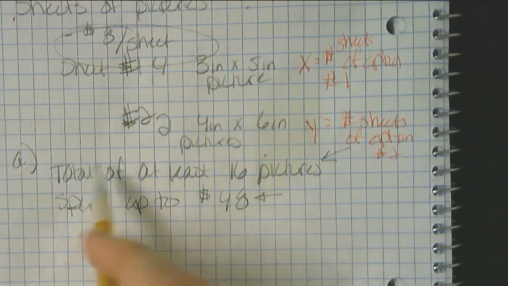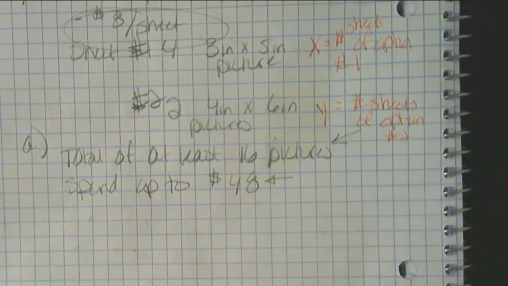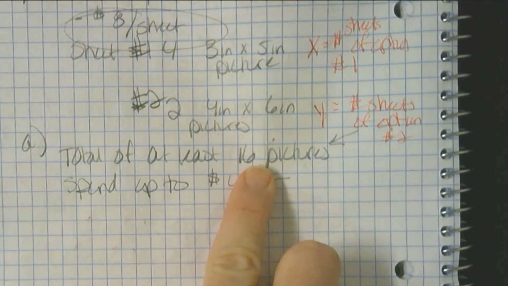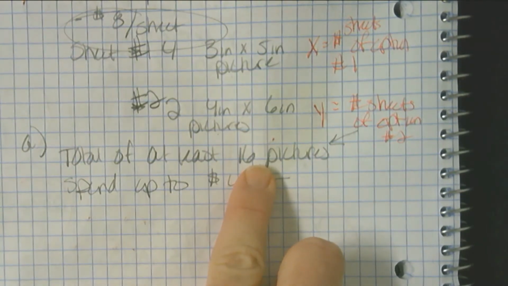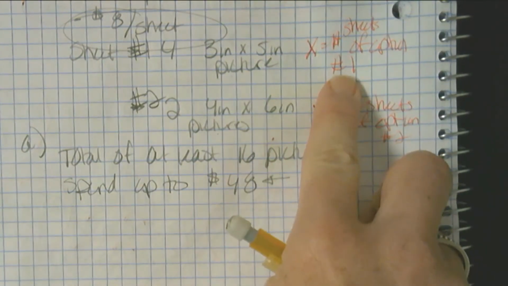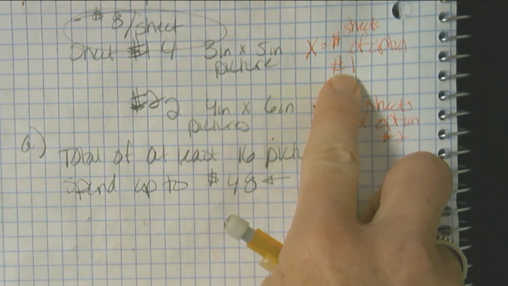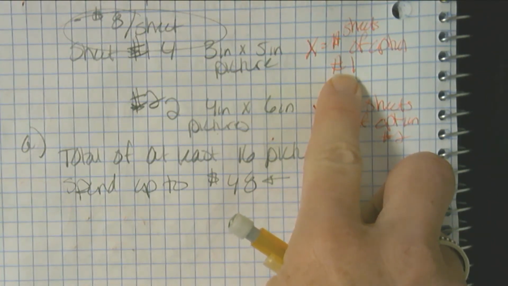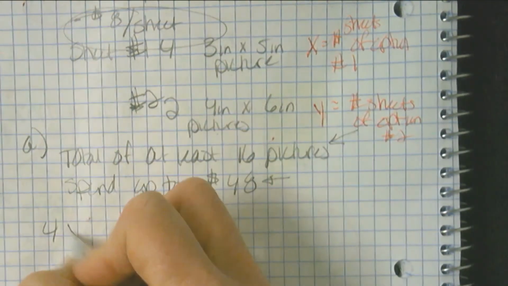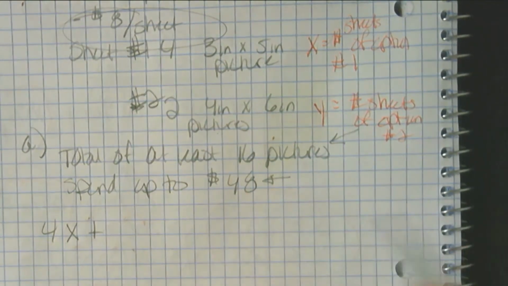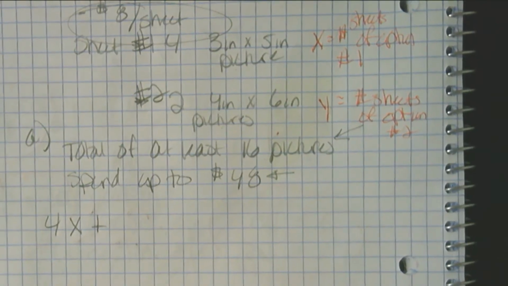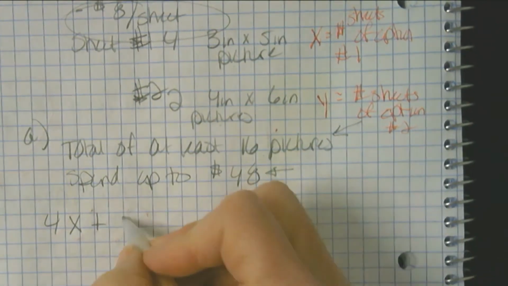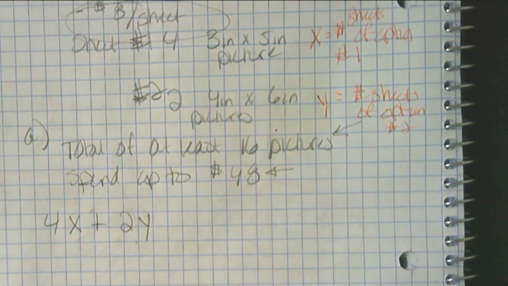So now I'm going to use my totals. Okay, so if I need 16 pictures, how many pictures are there on each sheet of my option number 1? How many pictures are there, Rita? There are 4. So if I have 4 pictures from my first sheet, plus, how many pictures are on my other sheet? Lily? 2. So I have 2 pictures on option number 2.